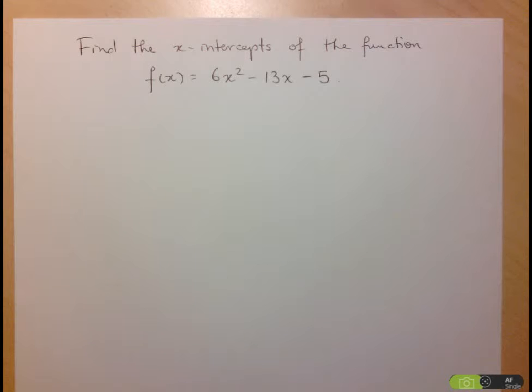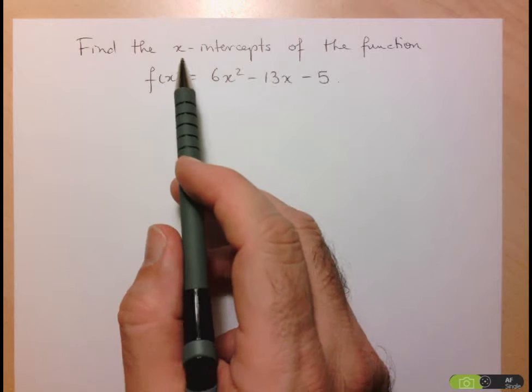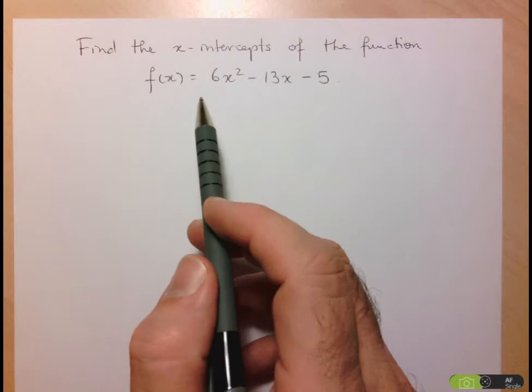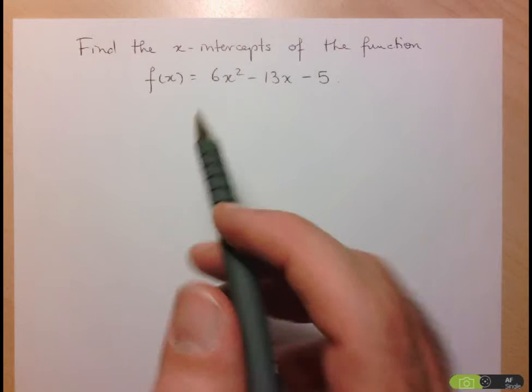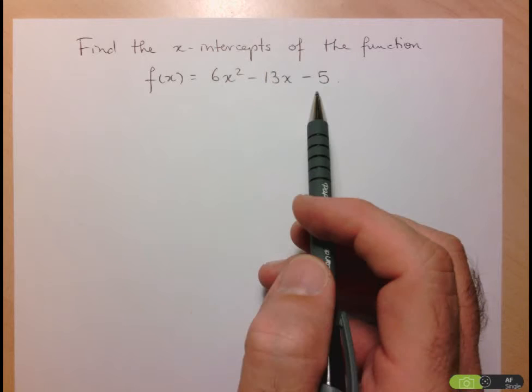Hi folks, we're going to take a look at a question about finding the x-intercepts of a quadratic function, and the method we're going to use is factoring. So let's take a look here. We want to find the x-intercepts of this quadratic function, and one way in which to find the x-intercepts is to factor the expression on the right.